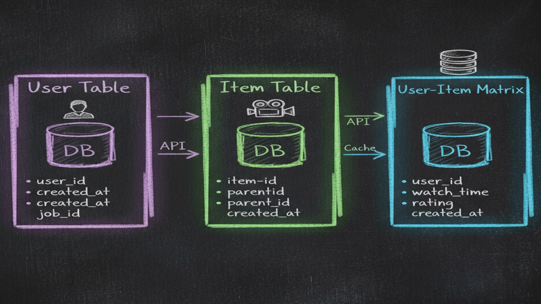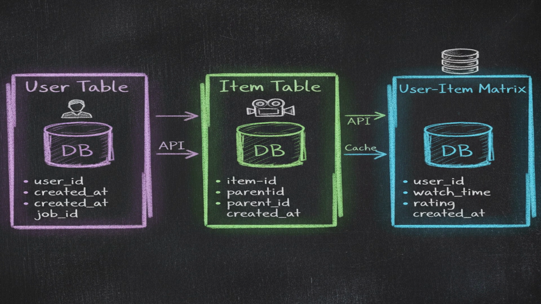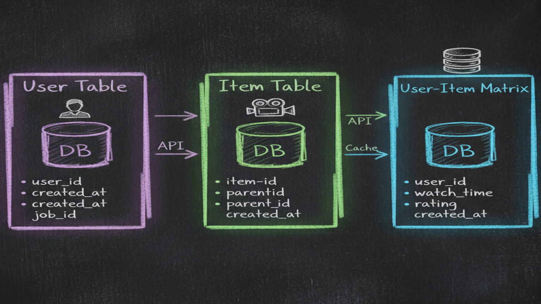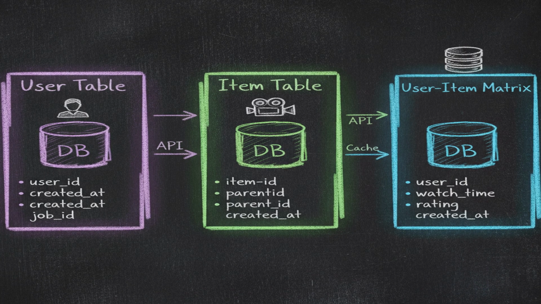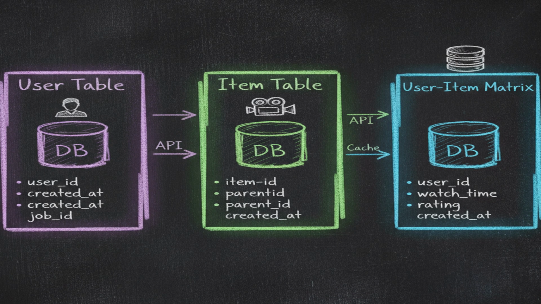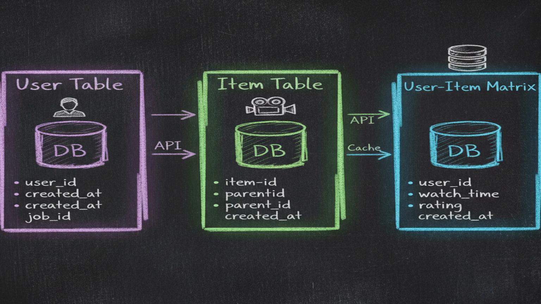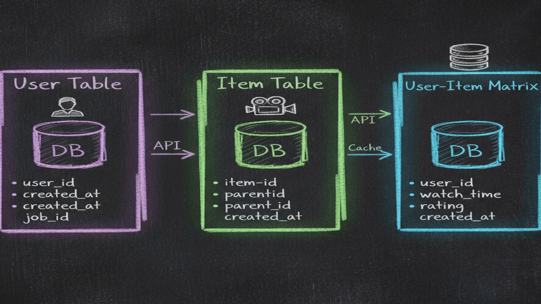We need to track data lineage by including parent_ID for augmented samples. Pause and think. What's missing from this schema? We also need audit fields like created_at and job_ID to track the origin of the data. We'll use composite keys in Cassandra to efficiently query user-item interactions. We also need to think about indexing strategies to optimize query performance.